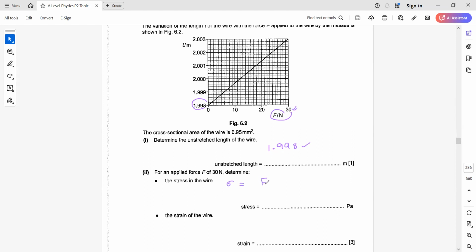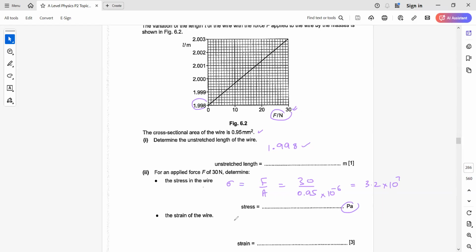For an applied force of 30 Newton, determine the stress. That's force per unit area. So force is 30 Newton. Area was given in the question, that is 0.95, and from square millimeters to square meters would be exponent minus 6. So 30 over 0.95 is going to be 3.2 exponent 7 Newton per meter square, or pascals.